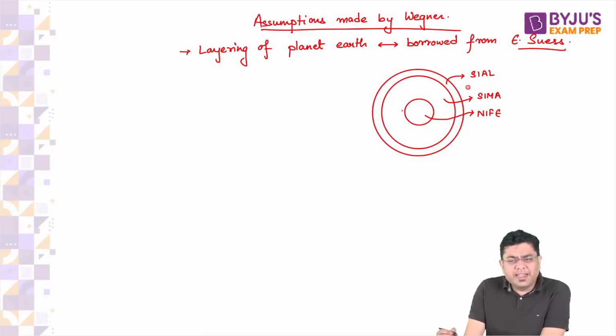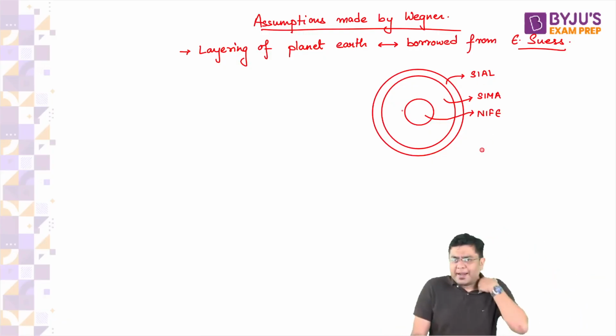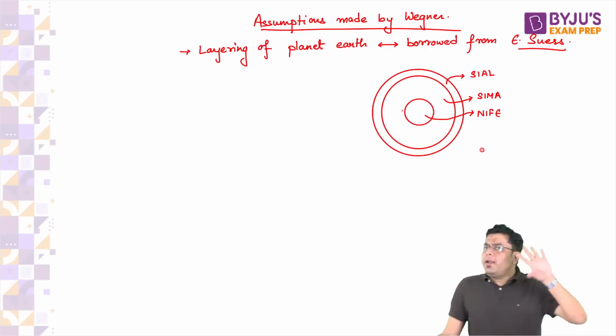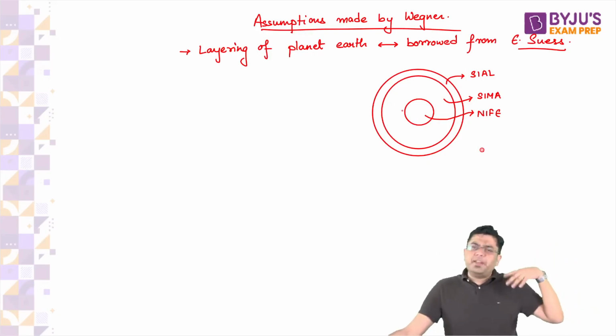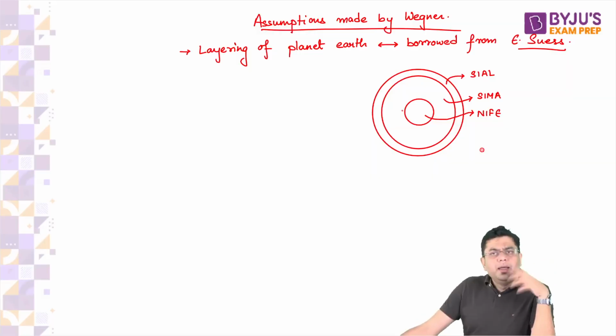Okay, all these represent the mineral composition. So he simply borrowed that idea that all of these are present in uniform composition. The crust is only Sial, the mantle is where we have Sima, and then we have the core, which is Nife. But even if he had assumed only till this point, even that would have made sense.